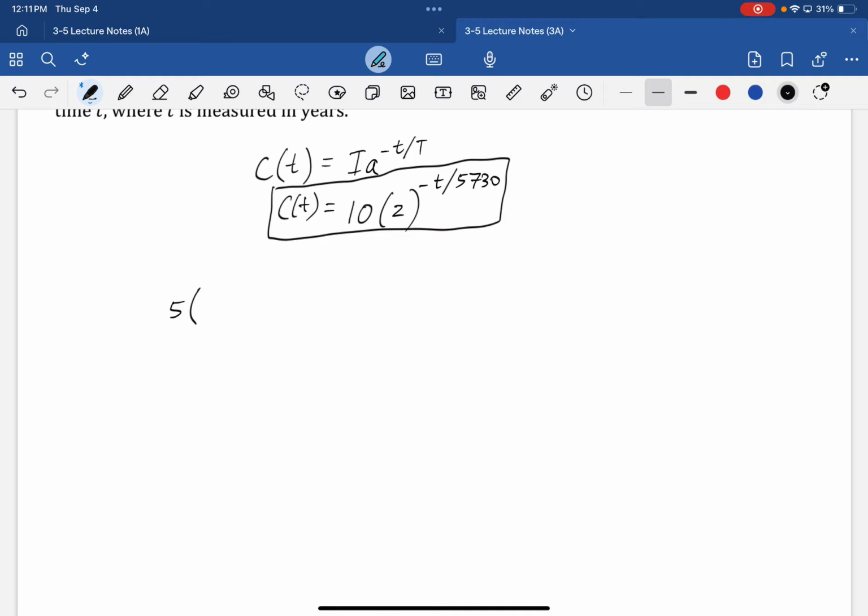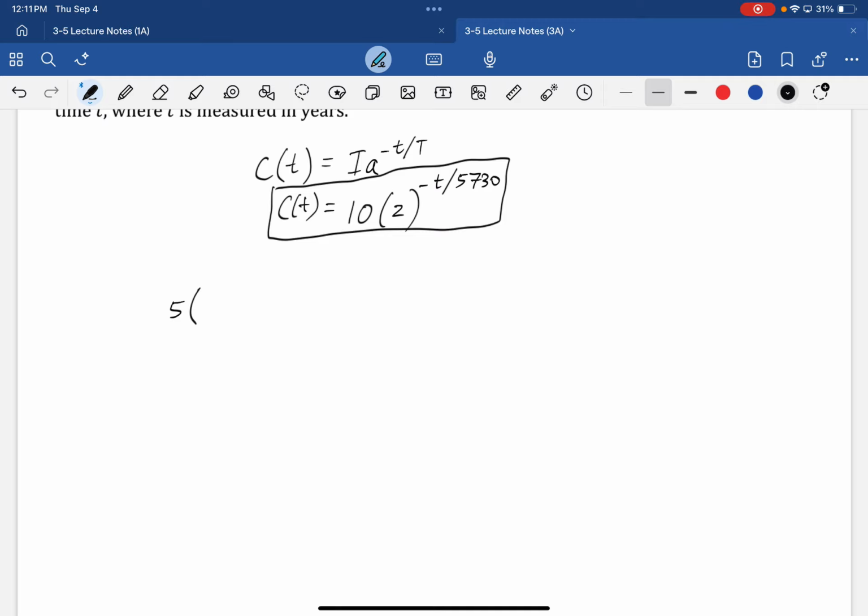But now let's say we had a function 5 times 1/2 to the positive t over 17. Is this decay or growth? Decay, very good. Even though the t is positive, this is decay because our a is less than 1. Our exponential factor is less than 1. And so we could rewrite it as 5 times 2 to the negative t over 17. It's the exact same as before, so it really is decay.